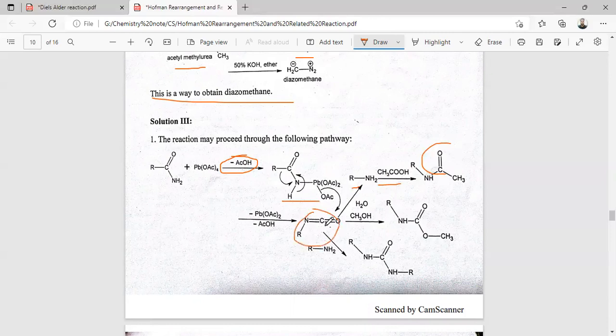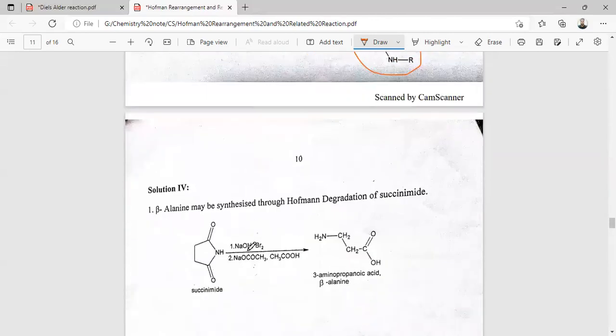From this intermediate, upon reaction with methanol it forms this one. Upon reaction with this amine it forms this one. And here, hydrolysis gives this amine, which reacts with the acetic acid to form this one. So this is the possible intermediate.